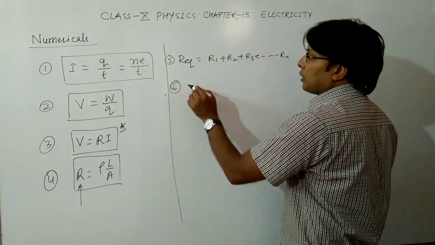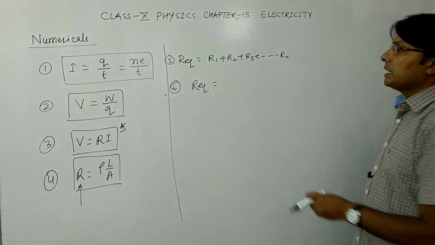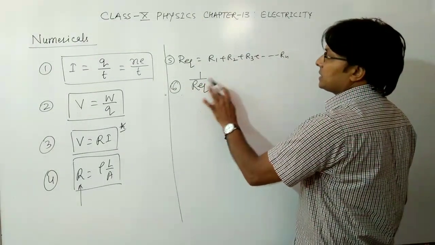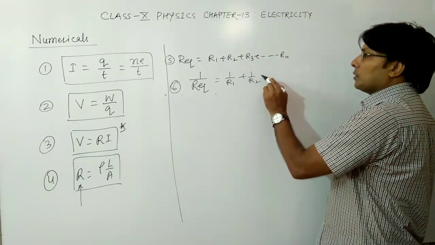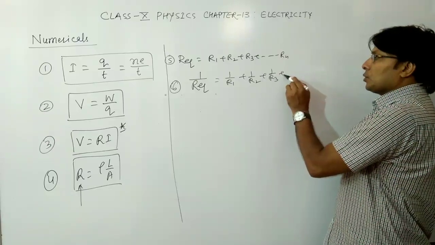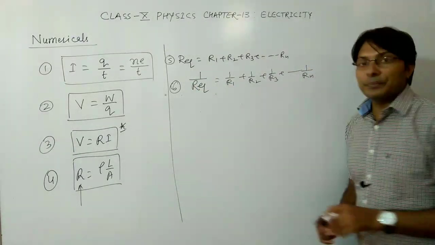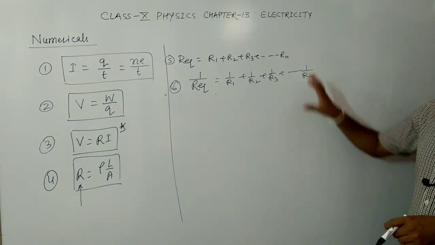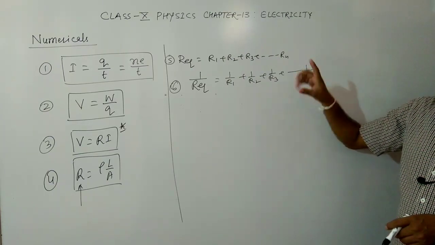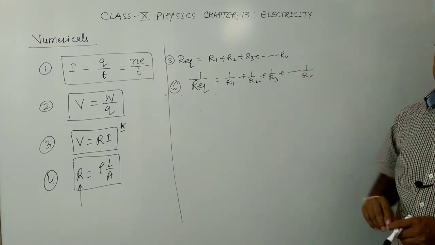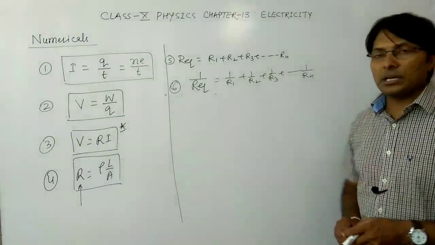Thereafter we have derived the formula of equivalent resistance in parallel combination, and the formula was 1 upon R equivalent is equal to 1 upon R1 plus 1 upon R2 plus 1 upon R3 and so on up to 1 upon Rn if n resistances are connected in parallel. So these two formulas you must remember for numerical point of view in case of combination of resistances, and all these formulas will be utilized in numerical problems.